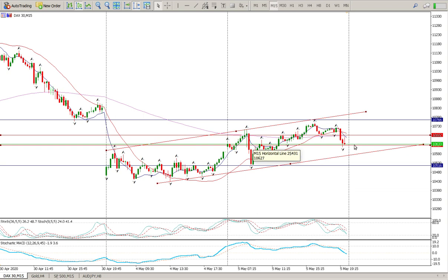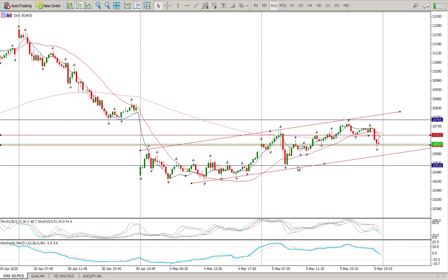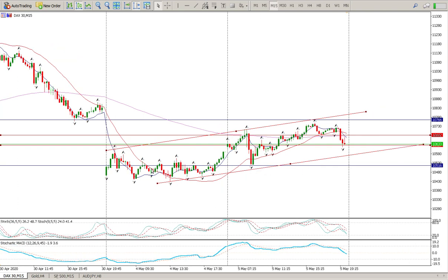There's an opportunity. Or be patient, wait, assume that this is going to turn out into a channel, and wait for the break of the channel and back in. Or if you even want to be a little bit more conservative, wait for the break of 10,516 and then get in for that short trade. So it must be a break and a retest.